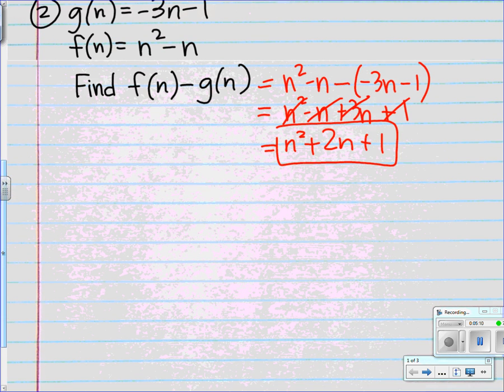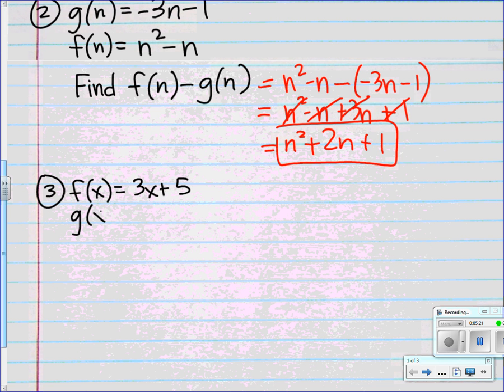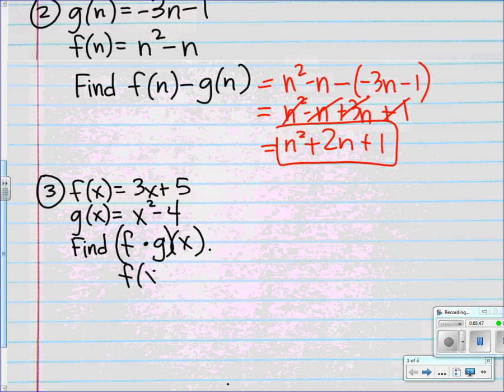Okay, now let's do a multiplication one. So example number 3. Oh, and there's another way to write it. Sometimes you'll see it like this, f times g of x, or you'll see it this way, f of x times g of x. These two mean the same thing, okay?